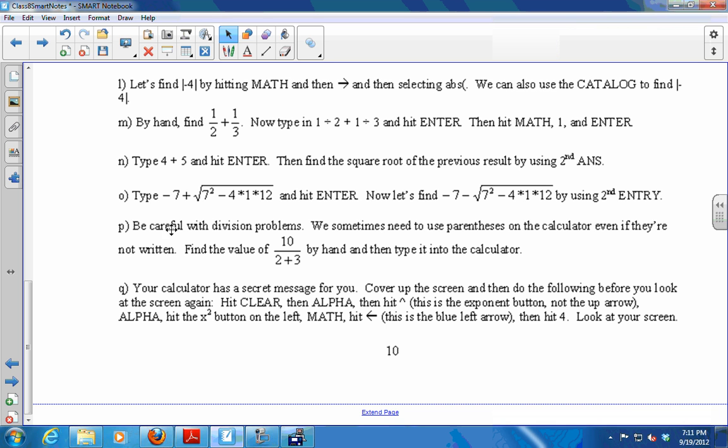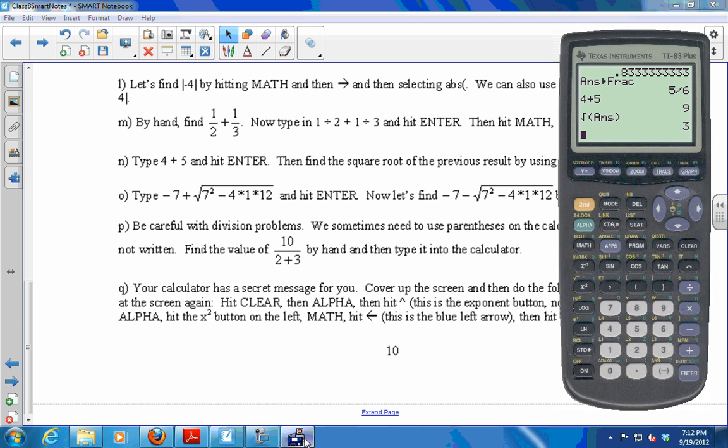All right, so let's just move down to P here. With division, you do have to be careful with parentheses. So if I want to do 10 over 2 plus 3, do it in your head. What should the answer be? 2. It's 10 over 5, which is 2. But if I type in 10 divided by 2 plus 3, your calculator knows the order of operations, and it's going to do 10 divided by 2 first and get 5, and then add the 3 to get 8. So you need parentheses around the 2 plus 3.